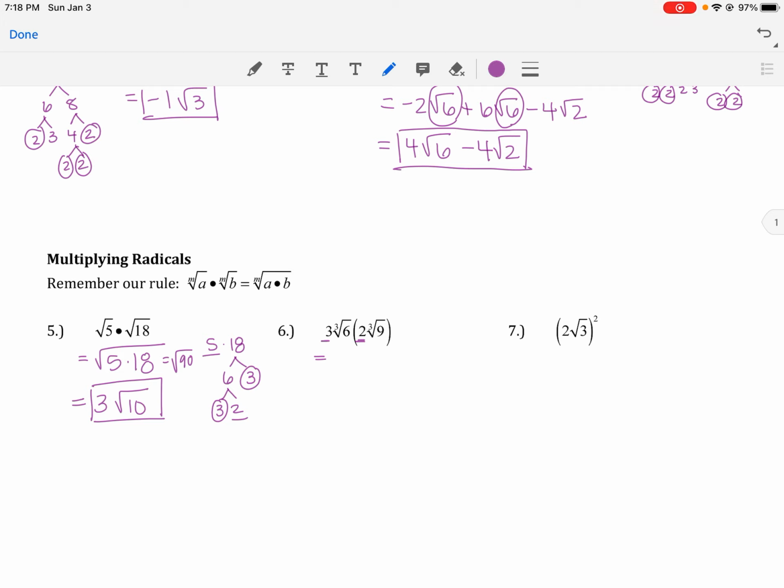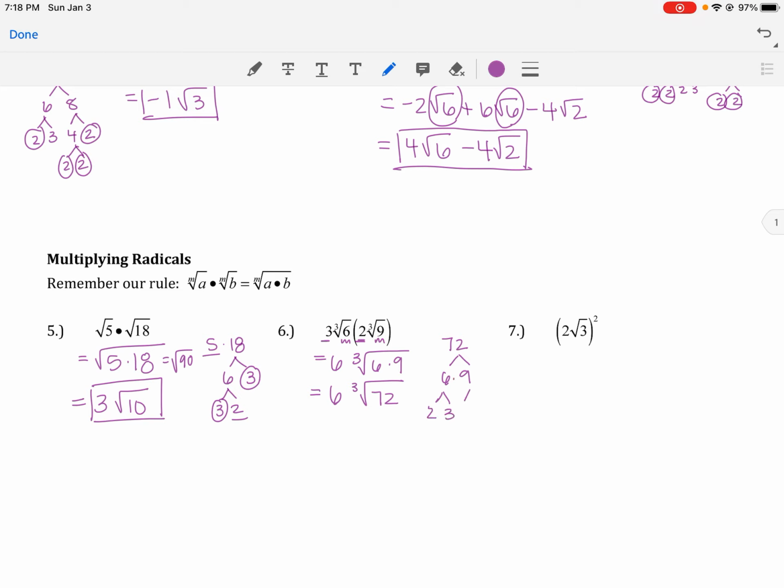Just like we multiply the numbers inside the radical, we're going to multiply the numbers outside as well. So 3 times 2 is 6. And then we have the cube root of 6 times 9. So once again, you can multiply 6 times 9 is 54, or you could just say, well, I'm going to break it down anyway to simplify the cube root, so you could just start here at 6 times 9.